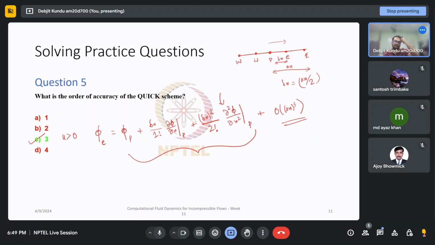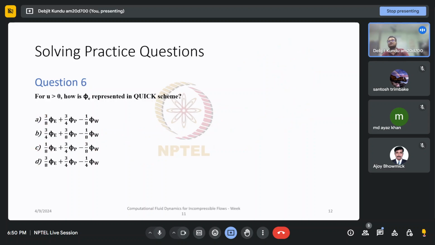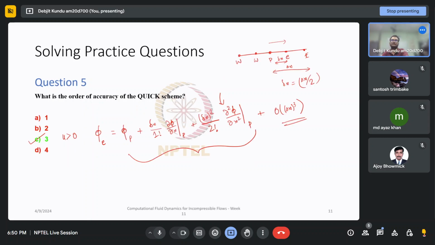Okay. Any questions on this? If not, we will move along. We'll move on to question number 6 now, which is asking us that for that quick scheme, the formula which I just wrote, how is phi e represented? So there are mathematical forms of phi e. You'll have to find out which one is correct. Take your time, and so we had the hint over here, so we'll have to use this.